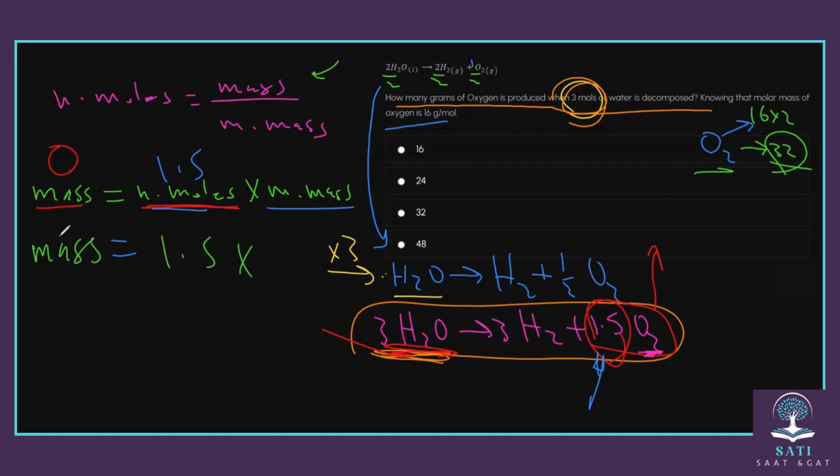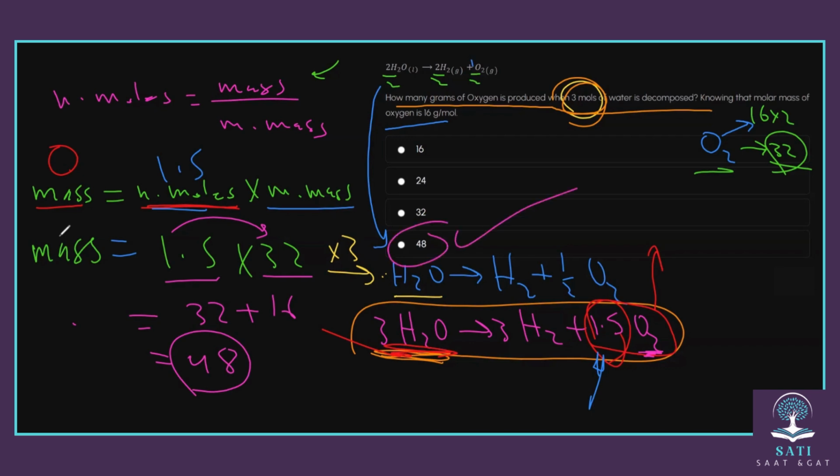Now the mass equals 1.5 times the molar mass, which is 32. Multiplying 1.5 times 32 means 1 times 32, which is 32, plus half times 32, which is 16. So you find that the mass of oxygen is 48. You are going to choose 48 as the answer.